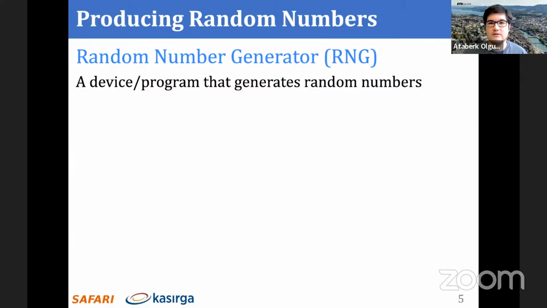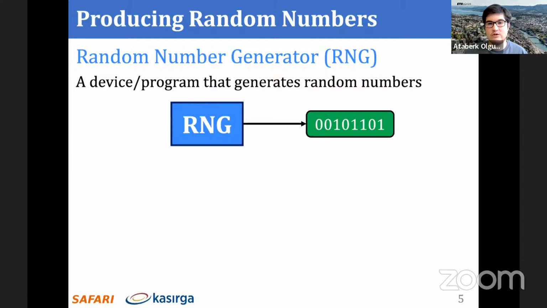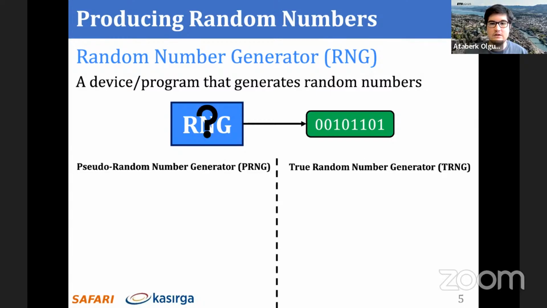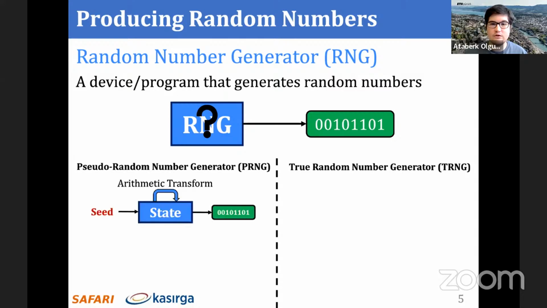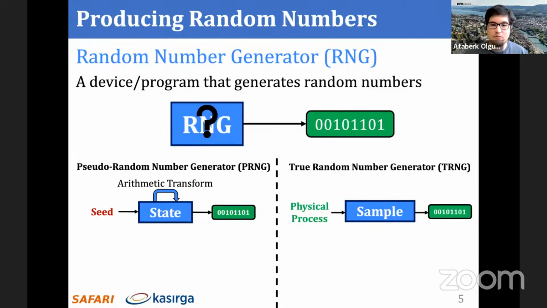And to produce these random numbers, we use what's called a random number generator. A random number generator outputs random numbers, and this can be a device or a program running on a computer. To see how RNGs, random number generators, generate random numbers, we will briefly look at 2 categories of these RNGs. So first, pseudo-random number generators continuously perform arithmetic operations on an initial seed to maintain a state and output a random number based on this state. And true random number generators sample random physical processes to generate random numbers.